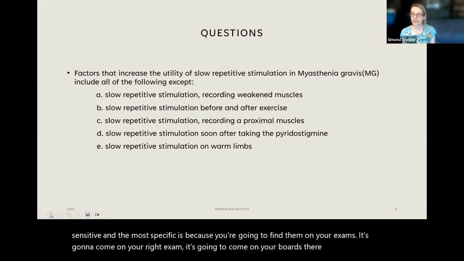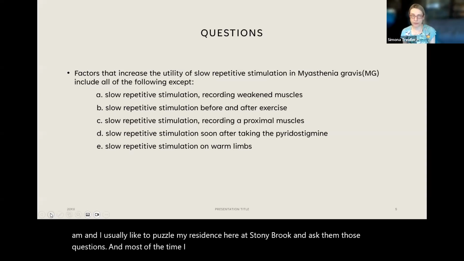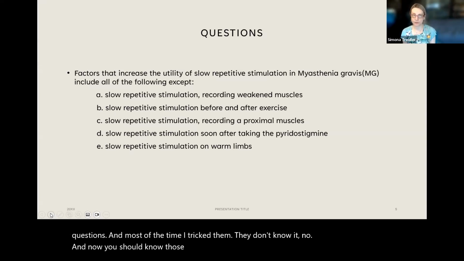There are doctors like I am, and I usually like to puzzle my residents here at Stony Brook and ask them those questions. And most of the time I trick them. They don't know it, no? Then now you should know those questions. They're very useful, sensitive versus specific.